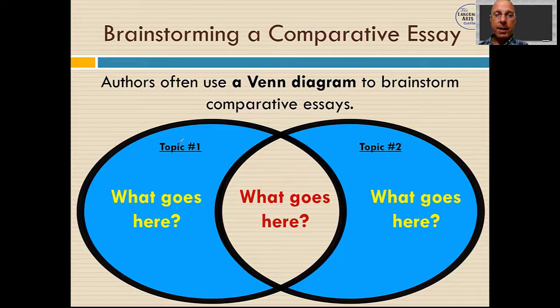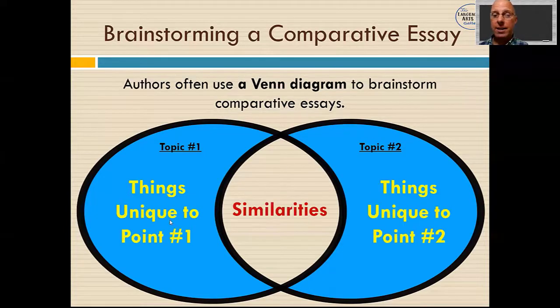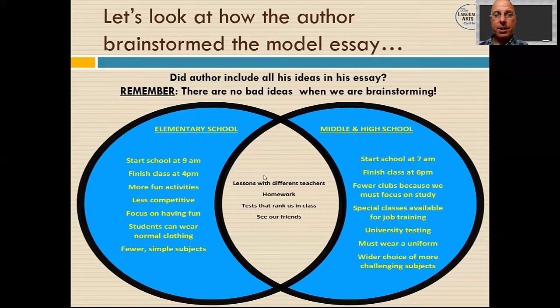And your first topic is going to go in your outer circle on your left, and your second is going to go in your outer circle on your right in this Venn diagram. And of course, in the center, that's where we're going to list all of our similarities. So these are the things unique to topic 1 and unique to topic 2.